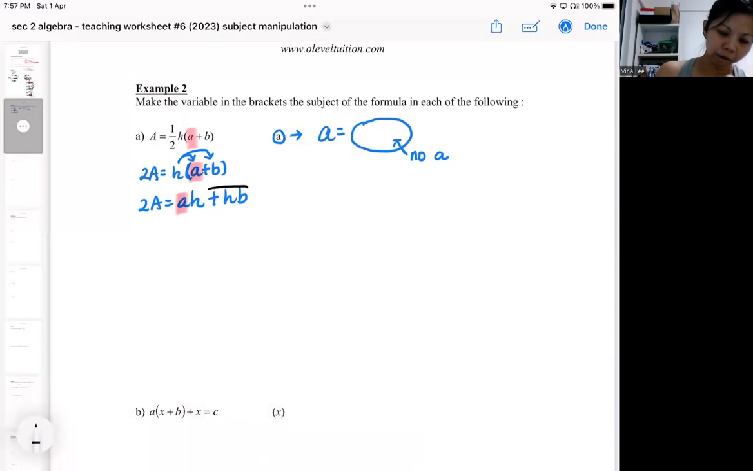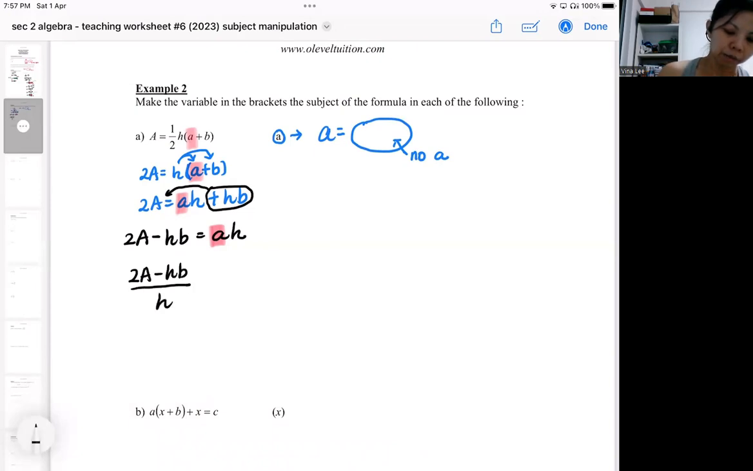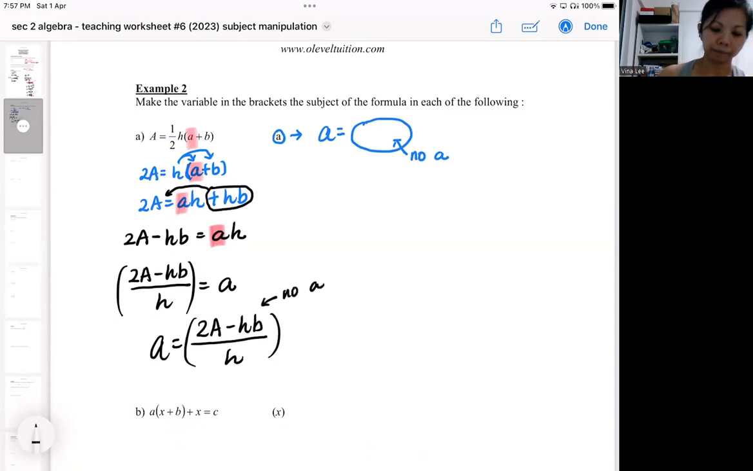So what you can do, you try to free it up, right? So you actually got to bring this over. So you can bring this over and you have a AH. So your subject is here. So remember, if your subject is what you want, so the next step is to get rid of H. So you can divide by H on both sides. So if you divide by H on both sides, you will have gotten your subject. So this is your answer. And if you do a check, you don't have an A.